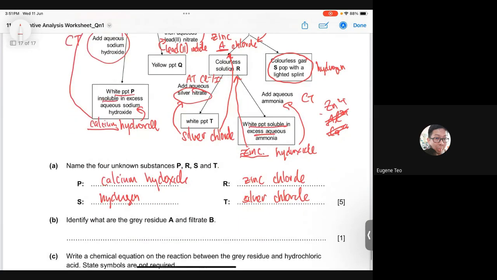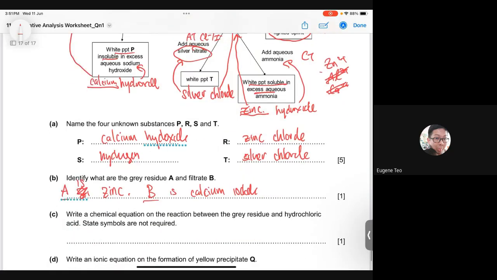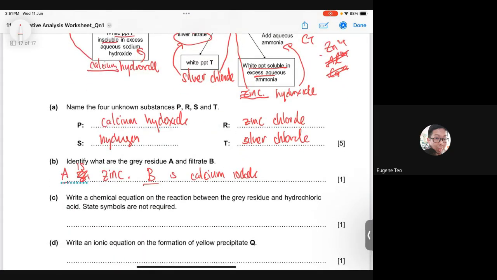What is residue A and filtrate B? A is zinc, B is calcium iodide. I just want to highlight to you, a lot of people just put zinc, calcium iodide. You need to identify A is what, B is what, because if you just write zinc and calcium iodide, no one is going to know A is what, B is what. So please be specific.